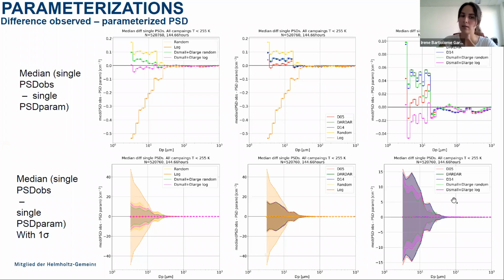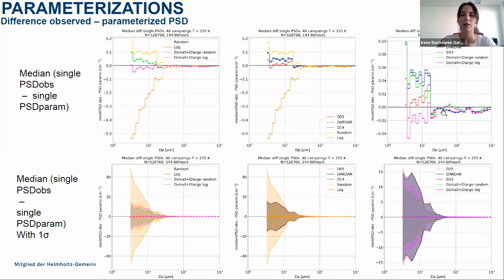So these plots are again medians of the single PSDs, but in this case, I'm including the 1 sigma in shadow. And if we look at the light green and the purple colors, we see that the variability of the reconstructed PSDs for these very small sizes is reduced. So it seems that for the very small PSDs, the main change when using the two modes is that the variability is reduced.